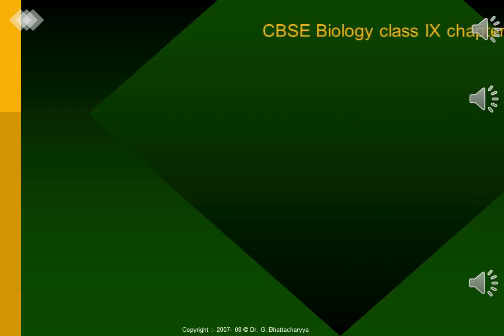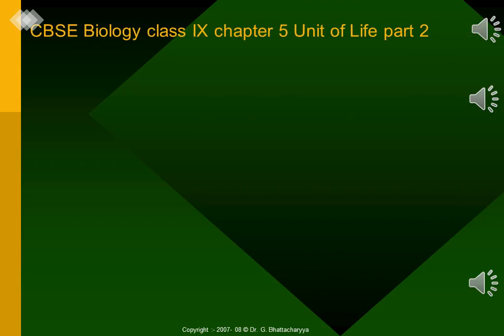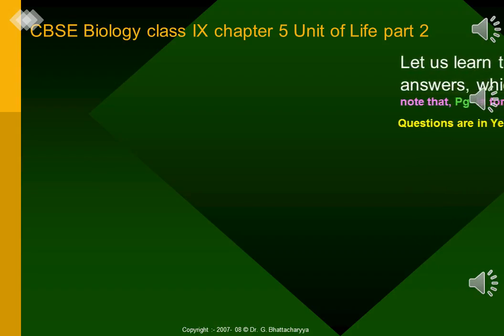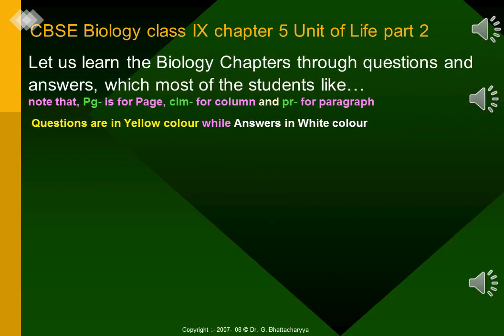CBSE Biology Class 9 Chapter 5 Unit of Life Part 2. Let us learn the biology chapters through questions and answers, which most of the students like. Note that PG is for page, CLM for column and PR for paragraph in the textbook. Questions are in yellow color while answers in white color.